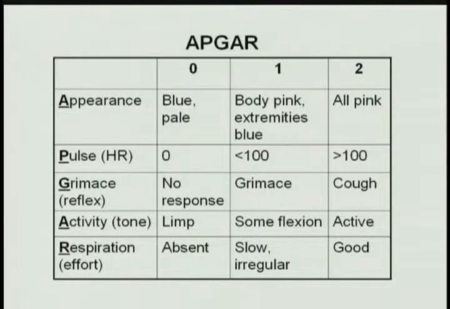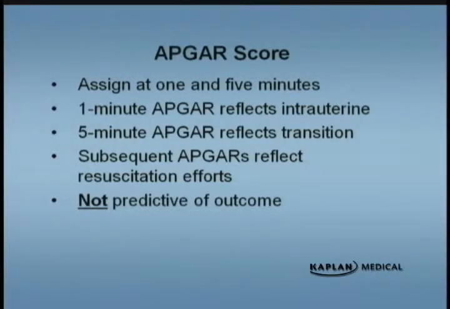The 1 minute score is basically an assessment of the intrauterine environment. Remember that babies are at the mom's mercy. And so if the mom, for example, received general anesthetic, the baby may have some respiratory depression because that drug crosses the placenta. The 5 minute score is basically a transition score from the intrauterine environment out to the regular environment. The score can also be given every 5 minutes afterwards. It helps you with your resuscitation. So if you have a poor score, you may be resuscitating the baby, and you can use those subsequent scores to help you assess your resuscitative efforts.